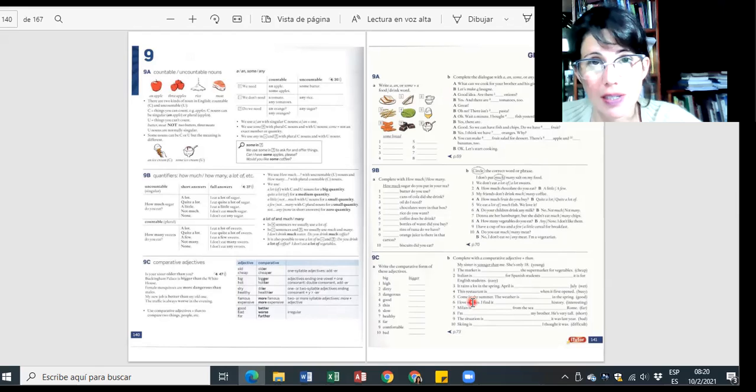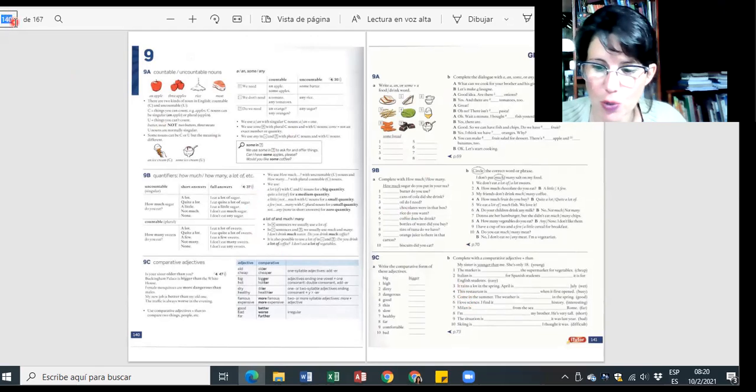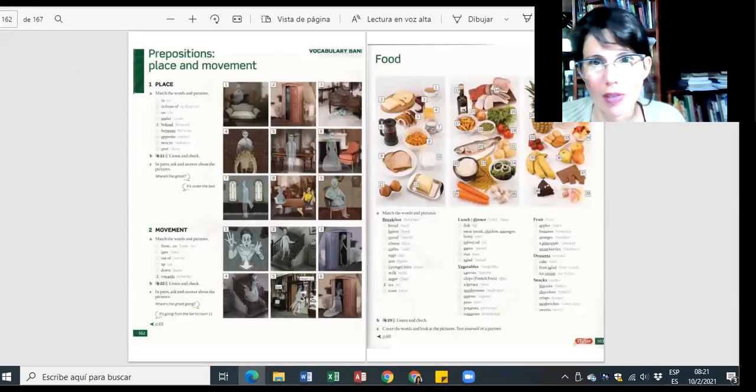These are the exercises that we completed in that video, so please start here. When you finish this, it's also very important to check vocabulary. We have vocabulary on page 163. This one, food. So please check this vocabulary. Remember that it's very important to listen and repeat many times to internalize the correct pronunciation. When you've finished grammar bank and vocabulary bank, then we will start with Unit 9A.